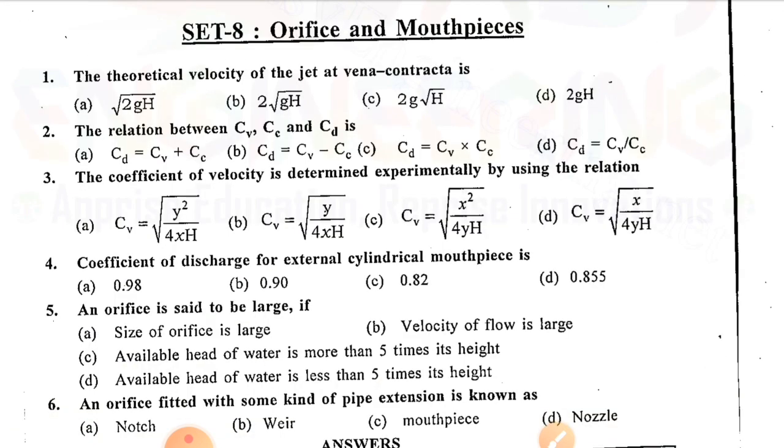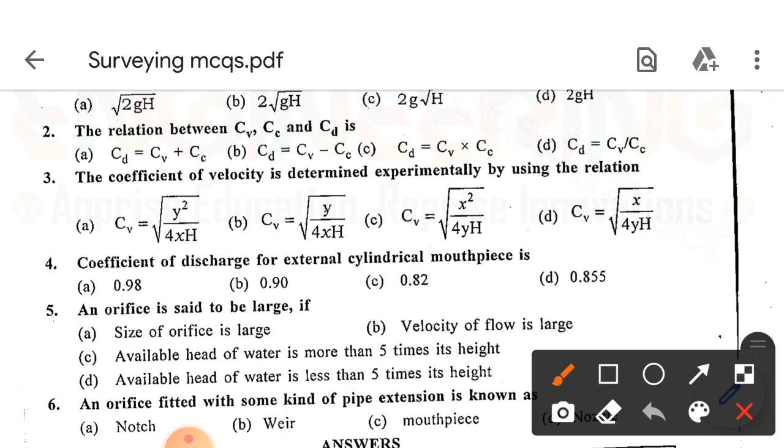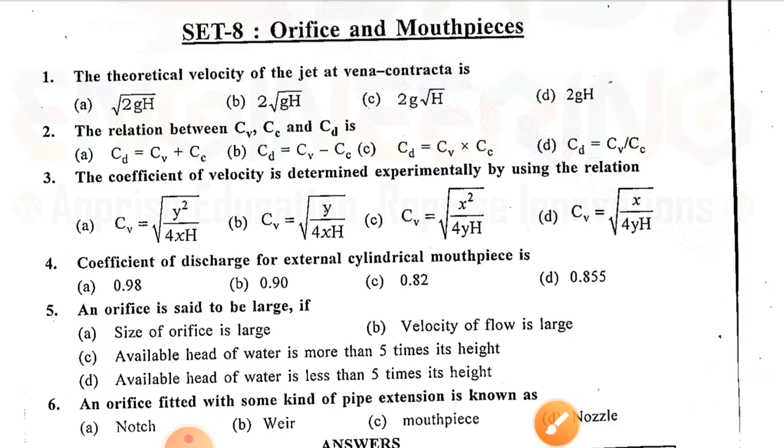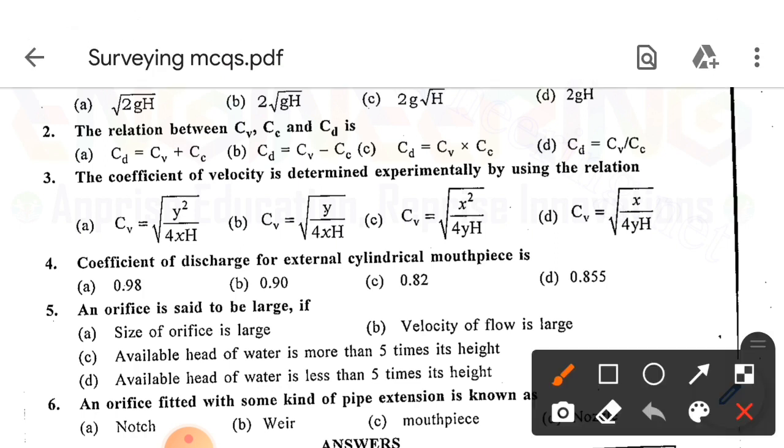Set number 8. Orifice and mouthpieces. Question number 1. The theoretical velocity of the jet at vena contracta is, option A is correct, root 2gh. Question number 2. The relation between CV, CC and CD is, option C is correct, CD equal to CV into CC.